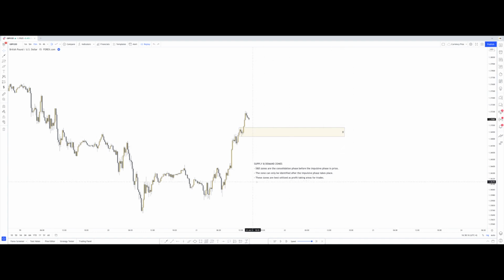Now, these zones can sometimes be used for entries, but me personally, with my specific strategy, these zones are best utilized as profit-taking areas for existing trades. We're of course going to learn about my entry techniques in further videos, because we do have a much more precise way to enter trades than this, but this is a very fundamental lesson and it's important that we go over it. So we've now identified the demand zone, and typically when this happens, price retraces back to it at some point, okay?